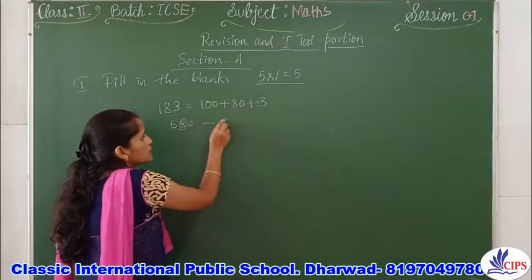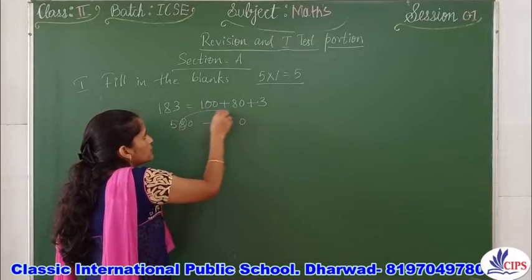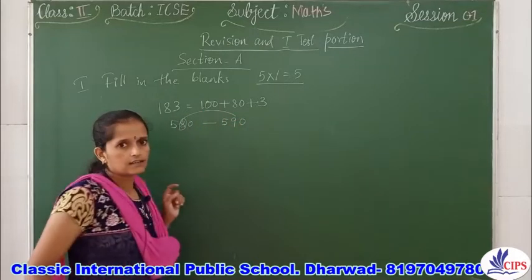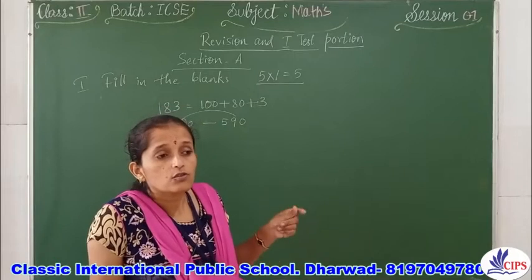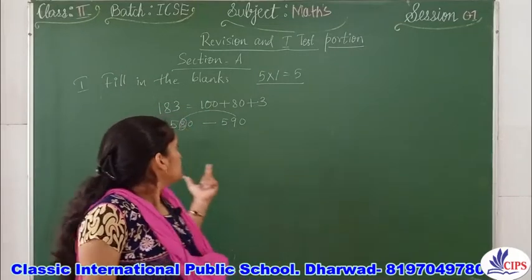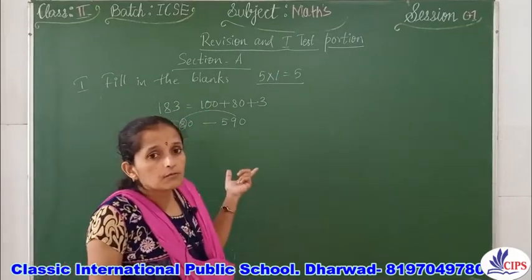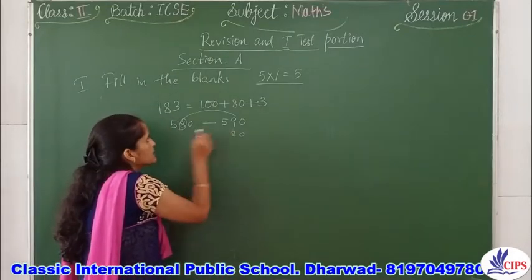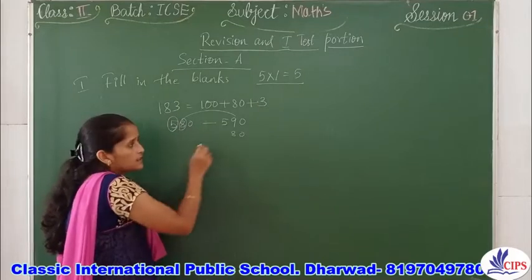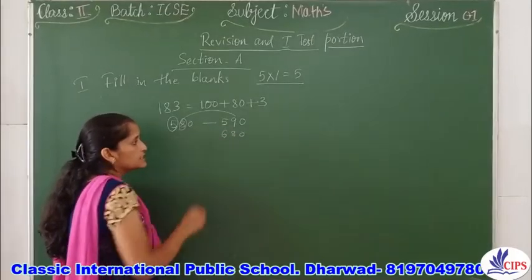See, 5 and 0 as it is, only 8 will change to 9. This is what we have learnt a long back really. So please remember all those. This is 10 more. The same number, if I take 100 more, means, see, 8 and 0 as it is, only this 5 will change. That is, it becomes 6.